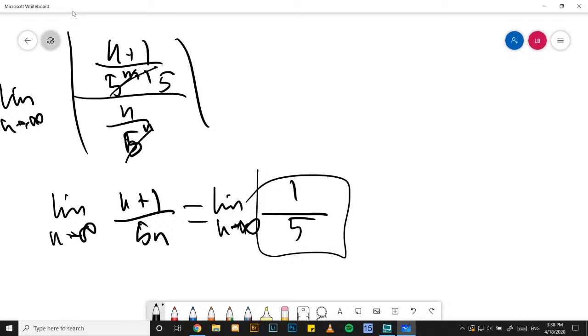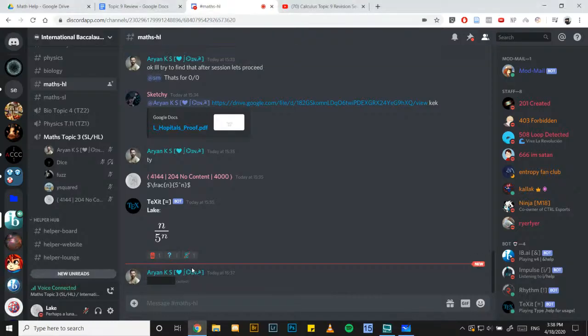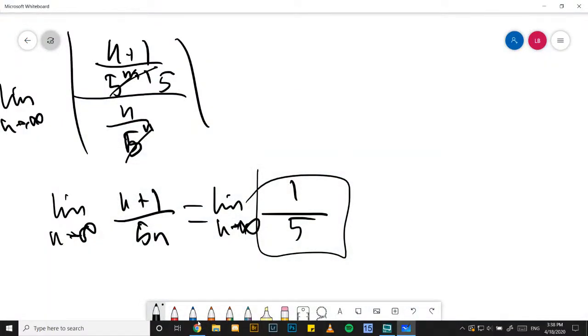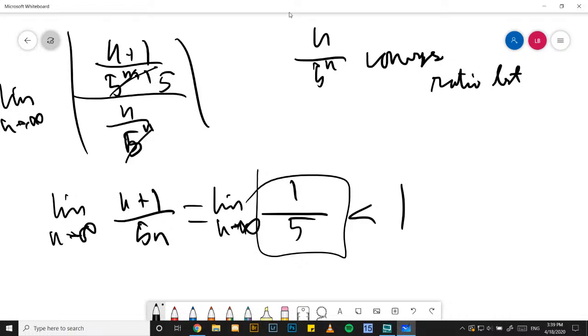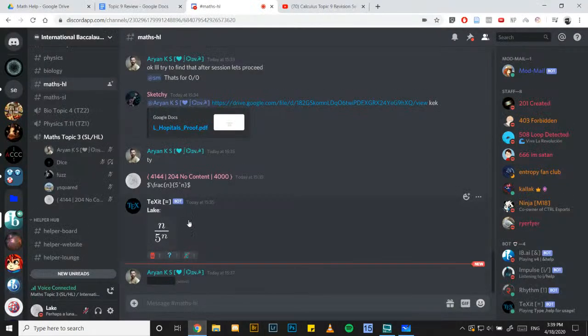So the limit as n approaches infinity is 1 over 5. So that's the answer for this. So we know that now, because it's 1 over 5 and that's less than 1, that means that indeed n over 5 to the n converges by the ratio test. So that's probably the question. Yep. So yeah, converging.